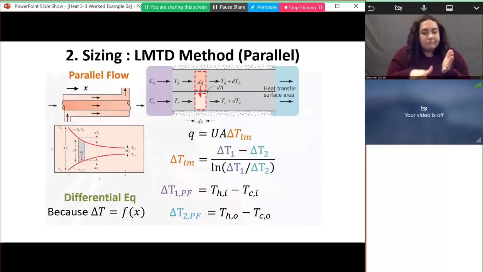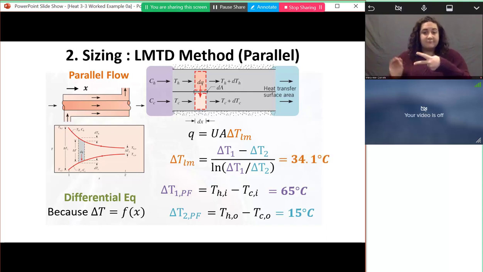So now that we know all of our temperatures, we can start to go and use this equation. Now we know our delta T1. This is for the parallel flow heat exchanger. So I know my hot outlet and my cold inlet, and the difference there is 65 degrees. I know my delta T2 is 15 degrees. So I can take those two numbers and put them in and find my log mean temperature difference, which is 34.1 degrees.